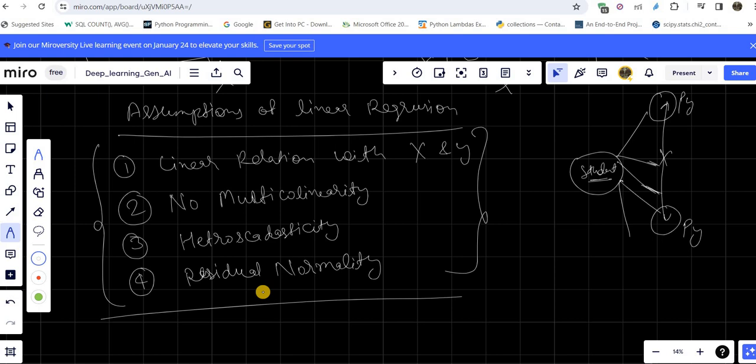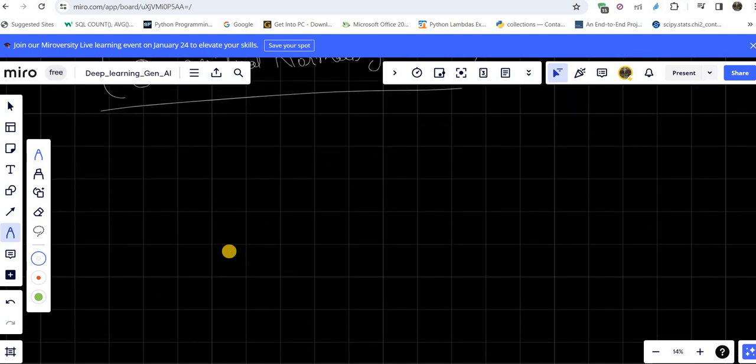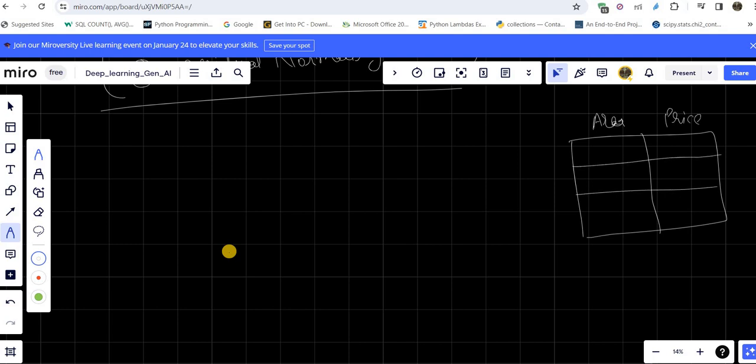Okay. So now let's understand how linear regression will work. Let us suppose your data is fulfilling these assumptions. So now how does linear regression work? When you have the data, let me build it quickly. I'm just taking only one feature. This is area and this is price. I'm taking one feature.